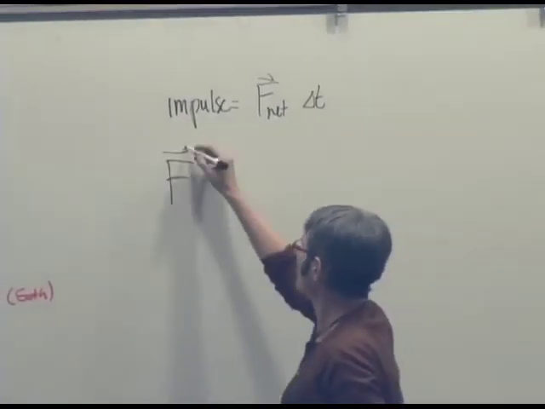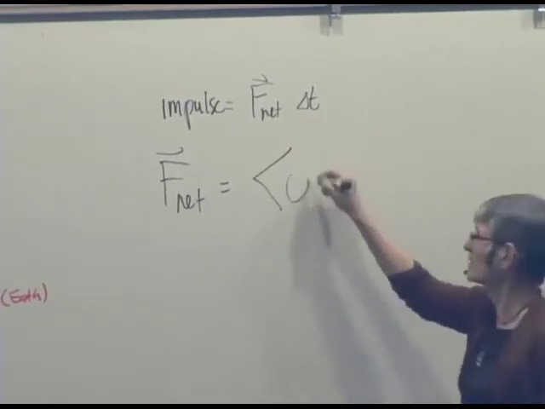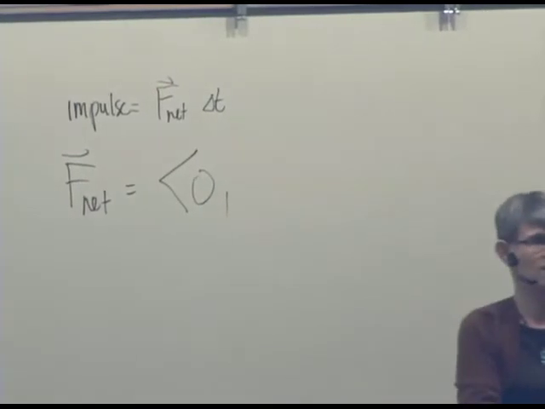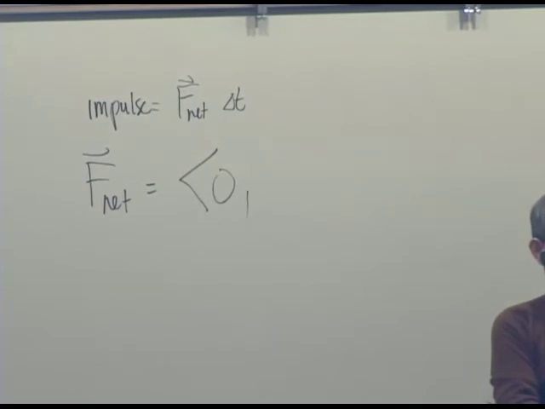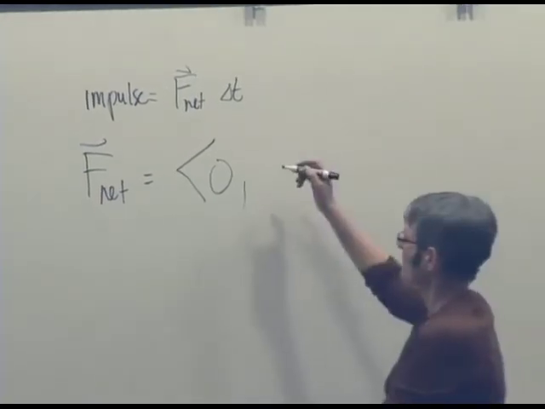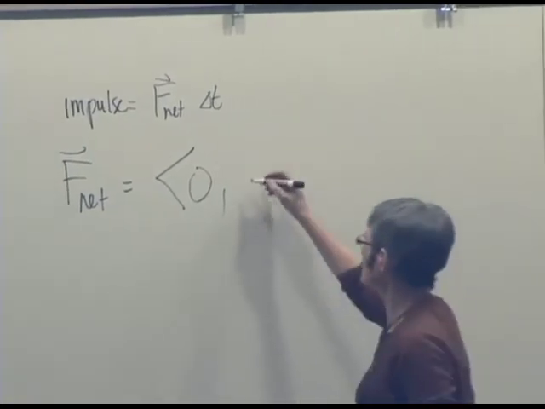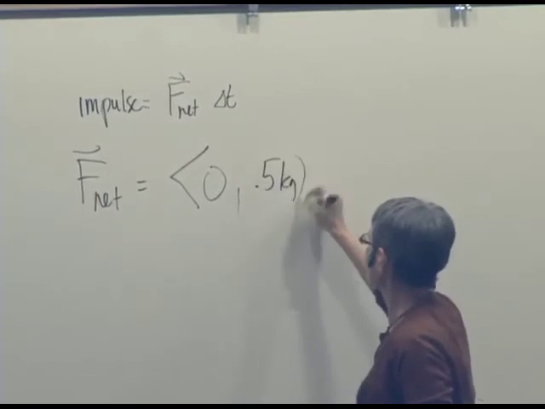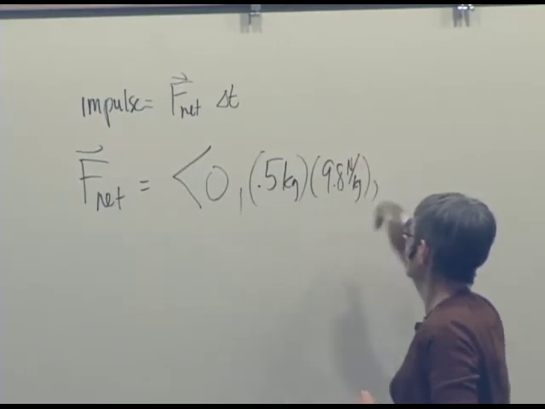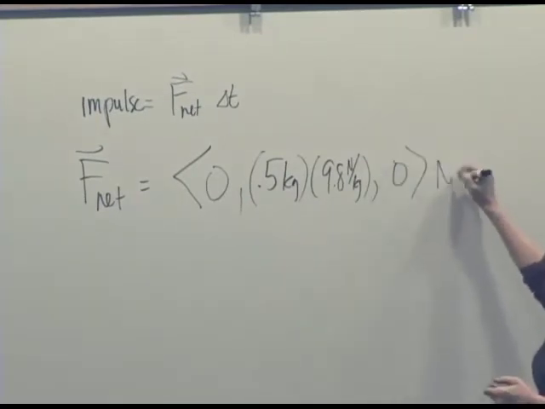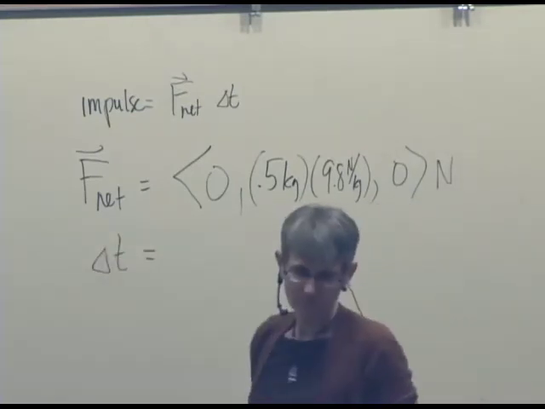Okay, so F net is in the x direction, 0. What is it in the y direction? It's negative because it's going down. And that's the magnitude, isn't it? mg. So we need the mass, which is 0.5 kilograms times 9.8 newtons per kilogram. And 0 newtons. And what's delta t? Half a second.